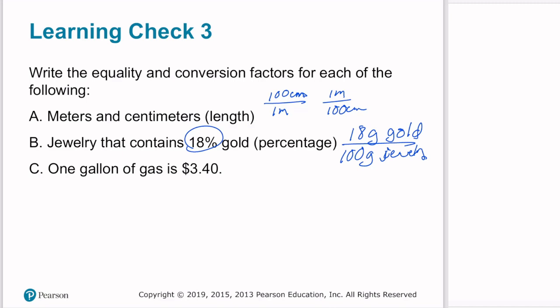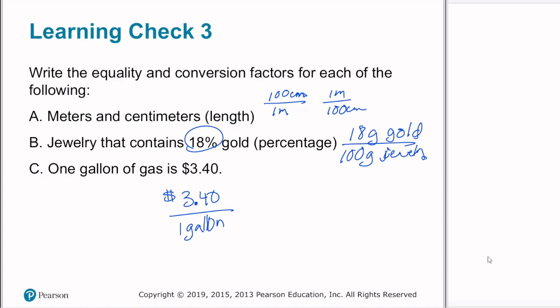Next, we have a problem where we see that 1 gallon of gas is $3.40. If we were using this in a problem, we could express our conversion factor as $3.40 per 1 gallon of gas. We could also say 1 gallon is equal to $3.40. Notice that the $3.40 is a measured quantity. Since the $3.40 is a measured quantity, it will limit us to three significant figures.